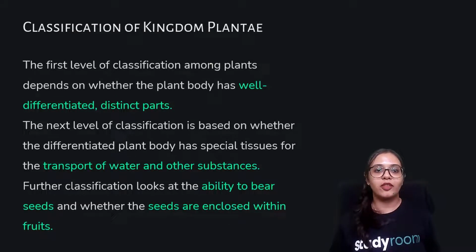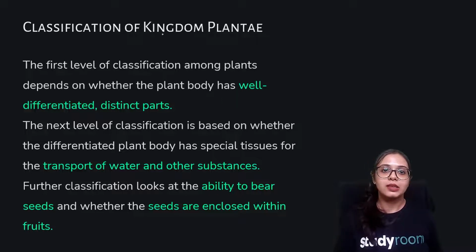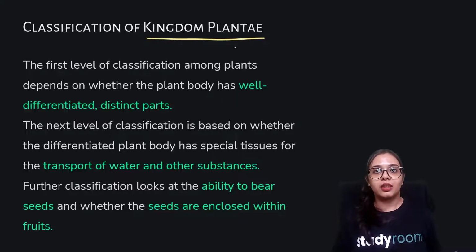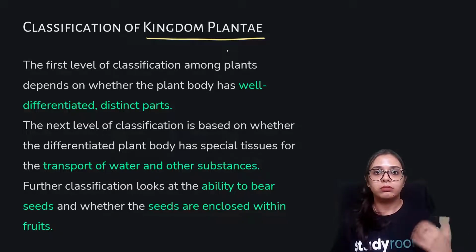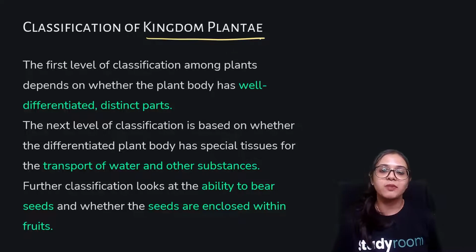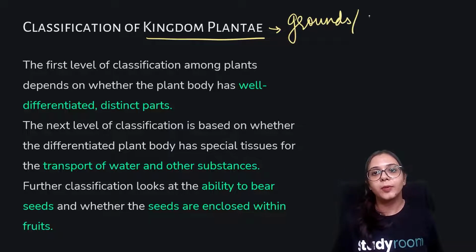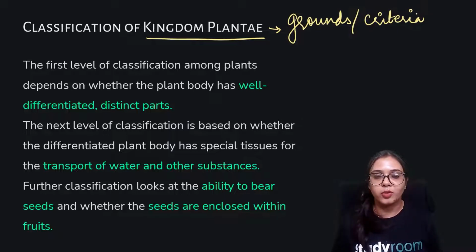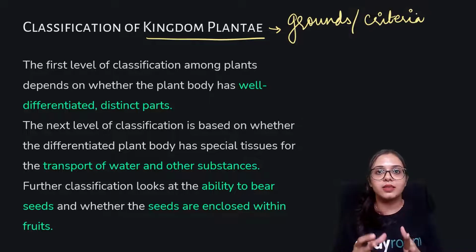The first level of classification among plants depends on whether the plant body has well differentiated distinct parts. Since kingdom Plantae comprises millions and billions of organisms, there has to be some other grounds. We have to look at some other criteria, assess those criteria, and then figure out the basis of division.